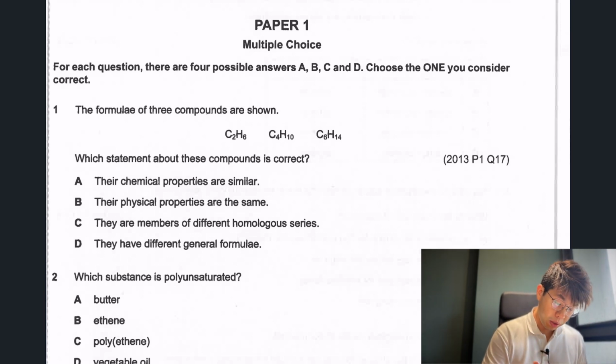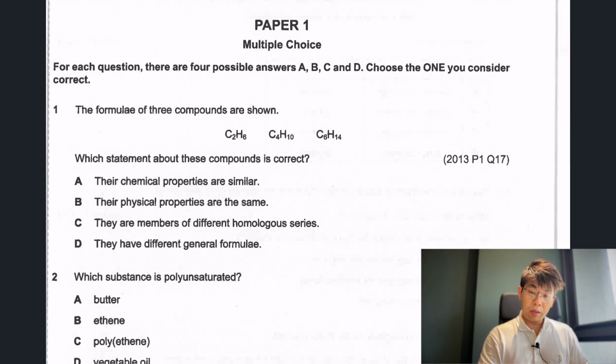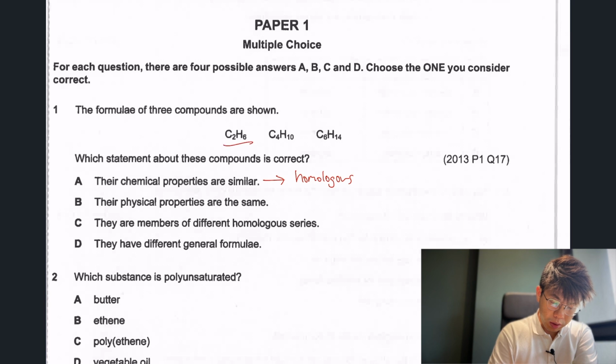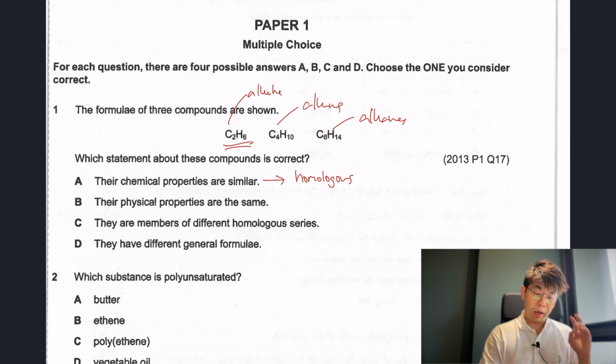So we have C2H6, C4H10, C6H14. Which one is correct? First one, chemical properties are similar, meaning they must be from the same homologous series. Let's check. C2H6 is an alkane, and this is also an alkane, and they are all alkanes. So since they are from the same homologous series, most likely their chemical properties are the same.